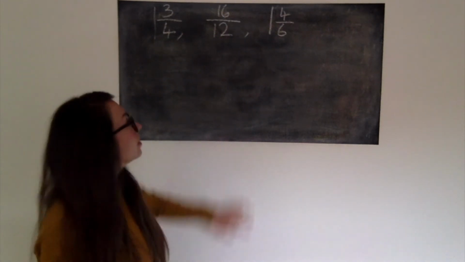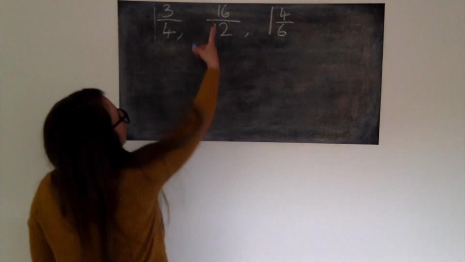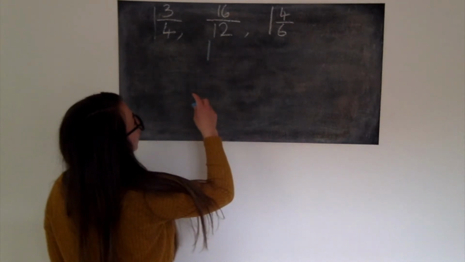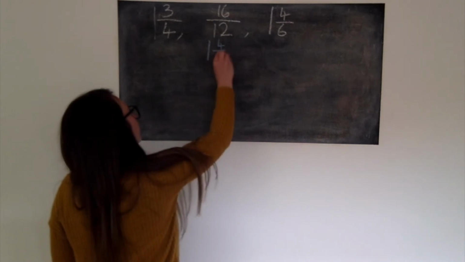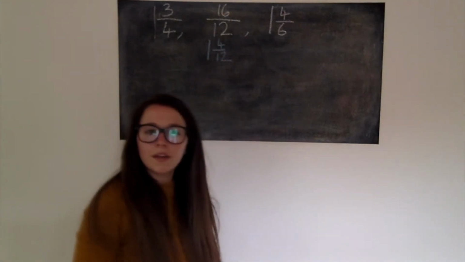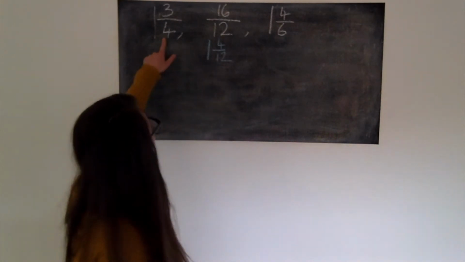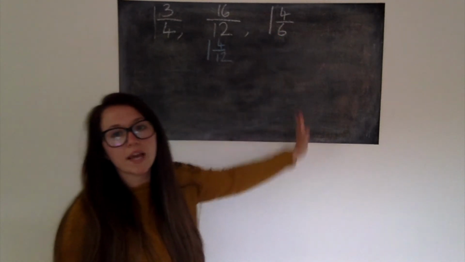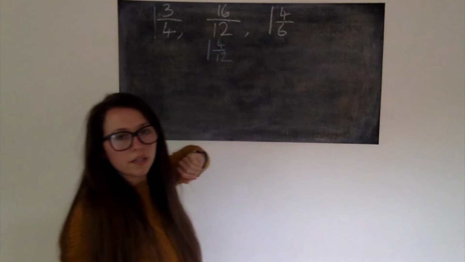So I think it's easiest to turn the odd one out into a mixed number fraction. So 16/12 is the same as having 1 whole, which is 12/12, and then 4/12 left. Now I need to look for a lowest common multiple of quarters, 12ths, and 6ths. Again, if you're not sure, you can write out all of those times tables and look for the one that's the earliest and circle it.